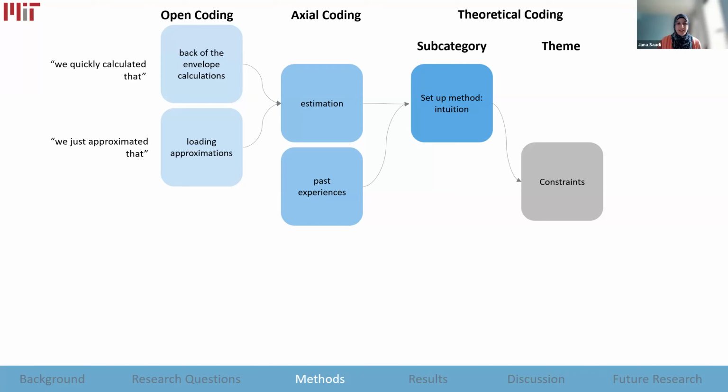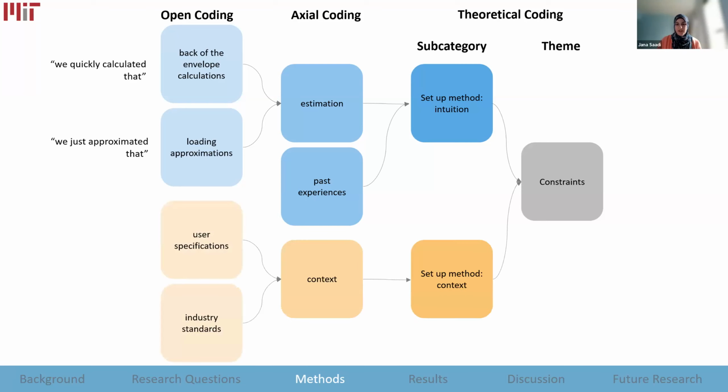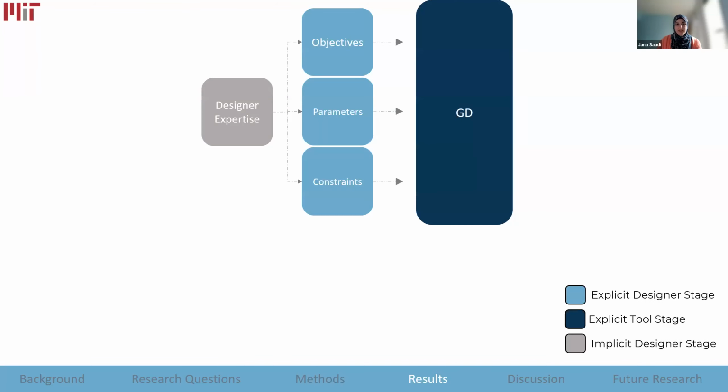So the estimations really were an indication of intuition that was used in the setup process, and that was all in setting up the constraints. And we kept doing that over and over until all of the codes were generated, and we were able to derive a process. That process I'll present right now.